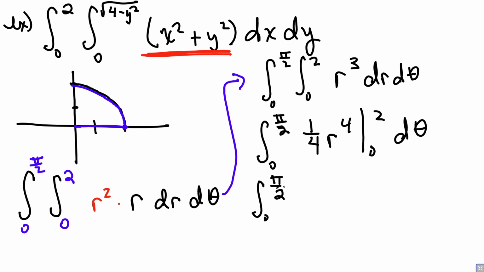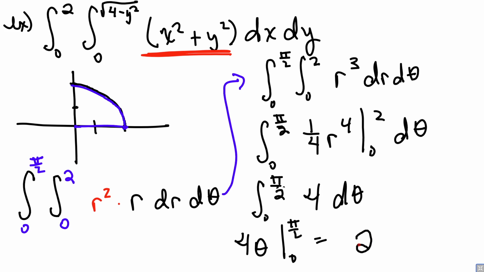So if I evaluate this at 2, I'm going to end up with a value of what? Four. Okay, so I'm going to end up with 4 d theta. So now I'm going to integrate with respect to theta, so I'll end up with 4 theta, evaluated from 0 to pi over 2. At 0, don't have to worry about it, but if I evaluate at pi over 2, what will I get? 2 pi. And this will be my answer. Any questions?